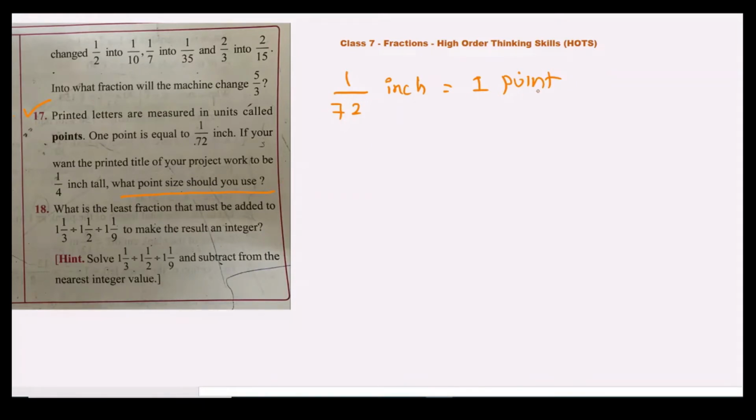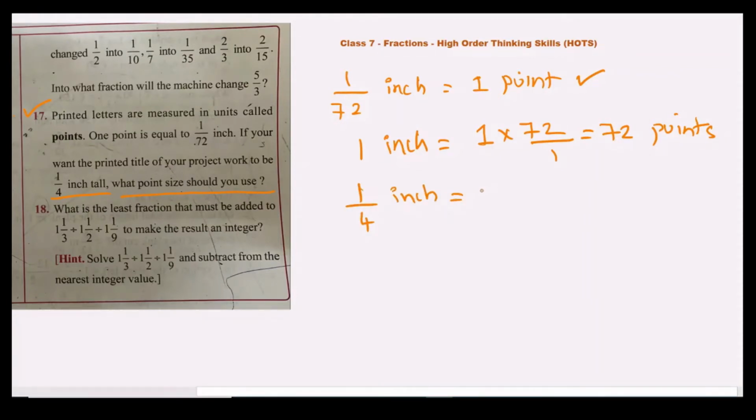So here 1 by 72 inch is 1 point. Then 1 inch will be, observe very carefully, 1 into 72 by 1, that is 72 points. Right. Now how much size do we have? 1 by 4th inch tall. 1 by 4th inch tall is equal to how many points? 72 times 1 by 4, that is 4 ones, 4 eights are 32, that is 18 points. So what point size do we have to use? 18 point size we have to use.